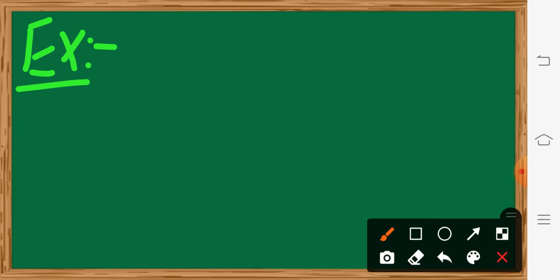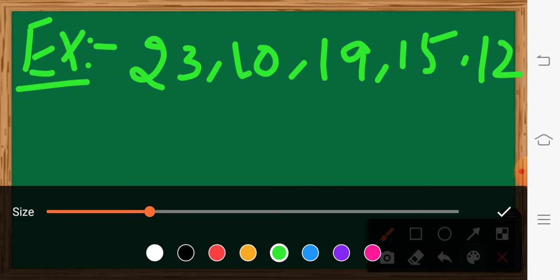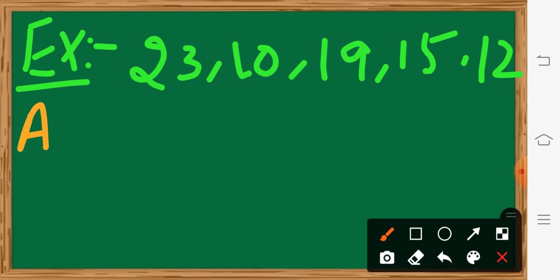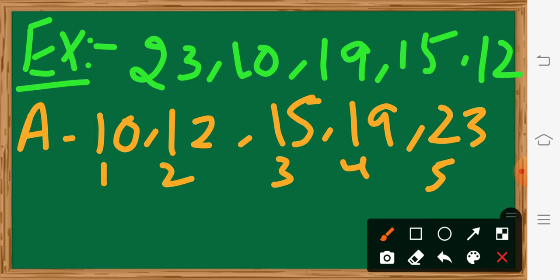For example, find the median for the given numbers 23, 10, 19, 15, 12. First, we arrange these numbers in ascending order. Ascending order means arranging numbers from small to large. The smallest number is 10. After that, 12, 15, 19, 23. Here we observe 1, 2, 3, 4, 5. The number of terms is 5, which is an odd number.